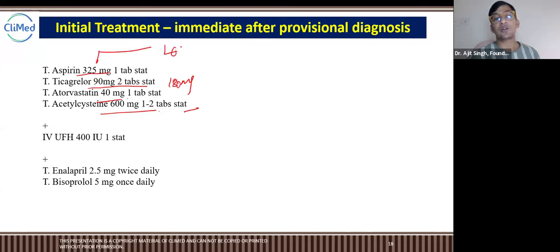So to immediately achieve the effective level of the drug inside the body, we give a high dose of the drugs. Like aspirin, we are giving 325 mg. Ticagrelor, we are giving 180 mg. Usual dose is 90 mg. And atorvastatin, we usually give 10 to 20 mg, but here we are giving 40 mg to achieve the peak in the blood. Acetylcysteine, 1 to 2 tablets we are giving to stop the gastric influx during the procedure.